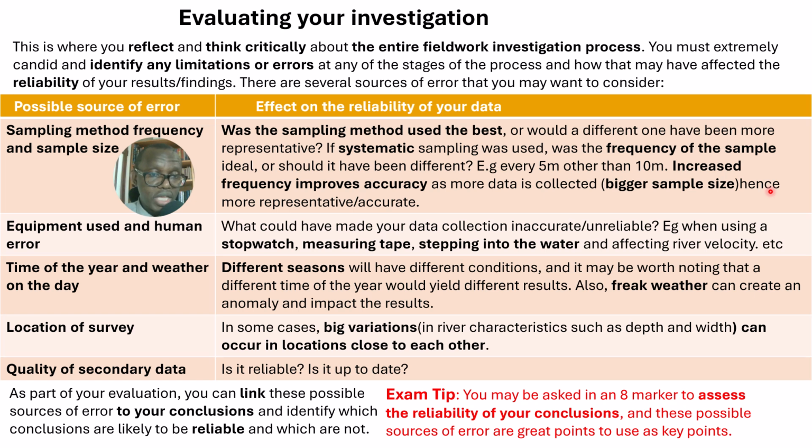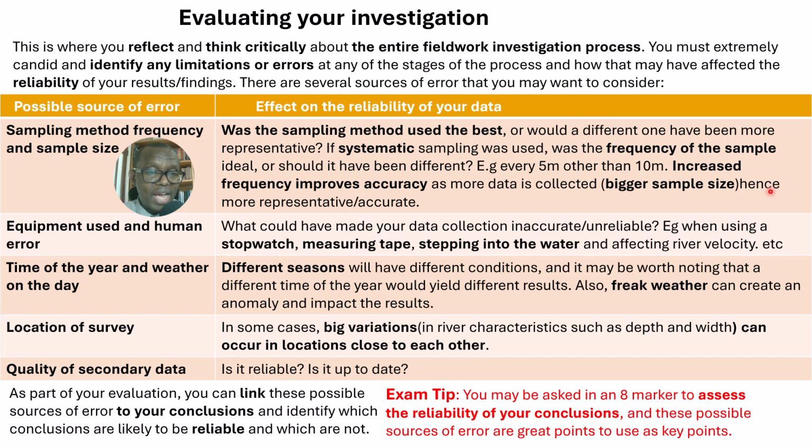Then we are also thinking about another possible source of error, being the location of the survey. In some cases, big variations in river characteristics can occur in locations that are actually close to each other. So differences in characteristics such as the depth and the width of the river could also be a source of error or unreliability in the results you're collecting.